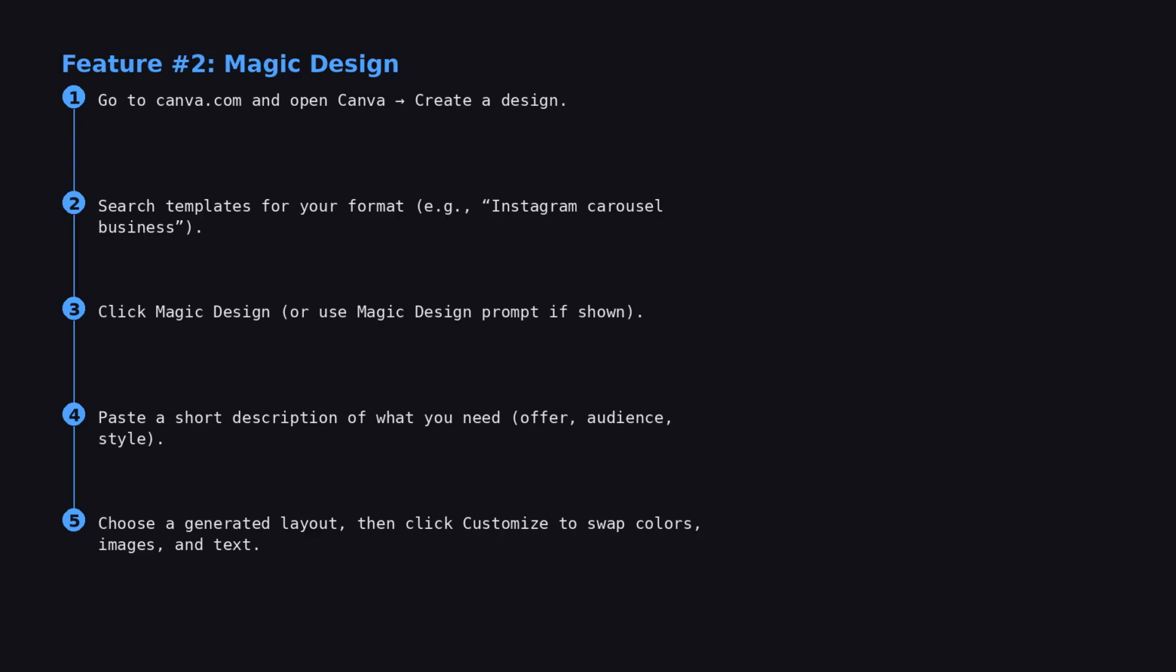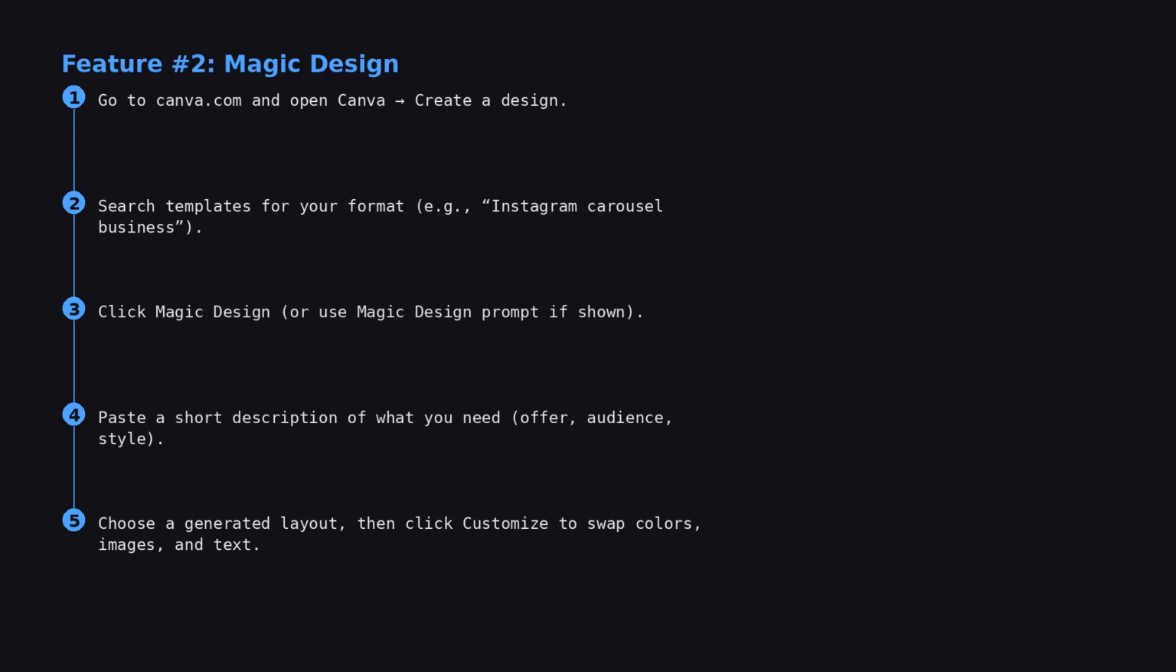Feature number 2 is Magic Design. What it is, Magic Design takes your idea and generates design layouts, like a carousel, a flyer, a presentation, using Canva's templates and AI guidance. Why it matters? It cuts out the template scavenger hunt. Instead of scrolling for 20 minutes to find almost right, you can generate a strong starting point.